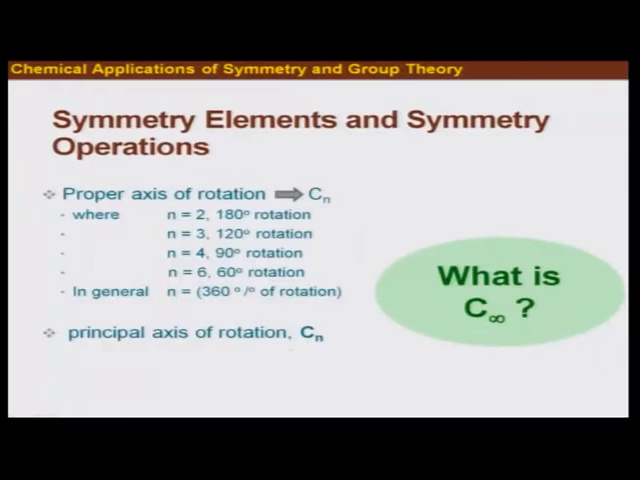Next, we talk about rotational symmetry element. Okay. Or this is also called proper axis of rotation.